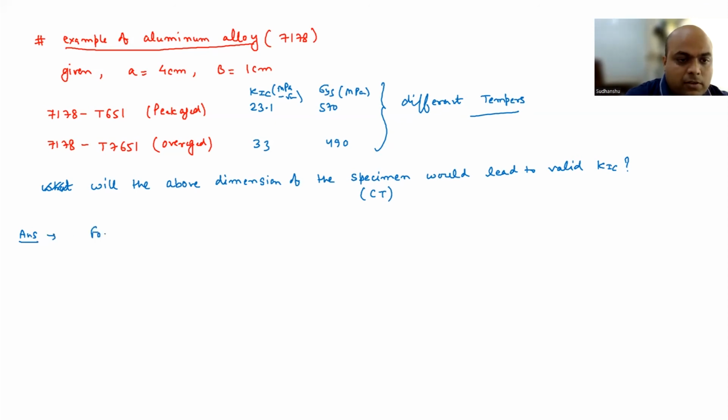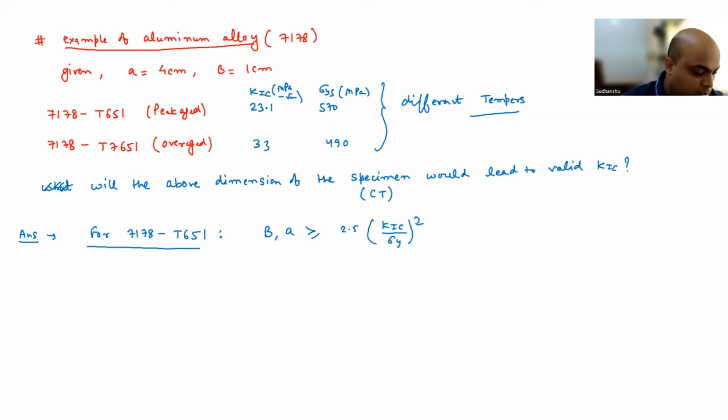So first for 7178 T651, we'll do this alloy. So what is the criteria? B and A should be greater than 2.5 (K1C by sigma y) square. Okay. So if I just place the value of K1C and sigma y, this will be 23.1 and sigma y is 570, squared. It will come out to be nearly 0.4 centimeter.